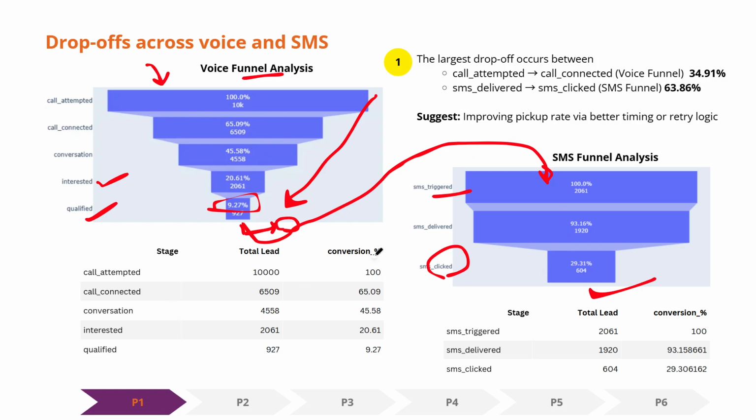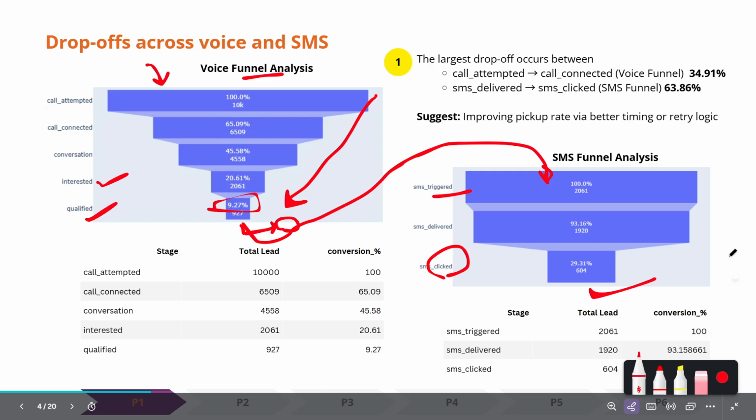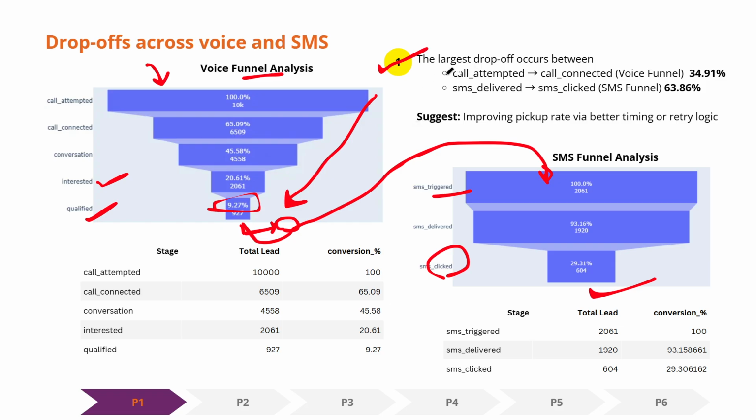A few of the analyses here, percentage-wise, and these are the findings we found. First of all, the call connected is 34.91%. Okay, call attempt, then the voice funnel and the SMS funnel. So the largest drops are between the voice funnel and the SMS funnel.